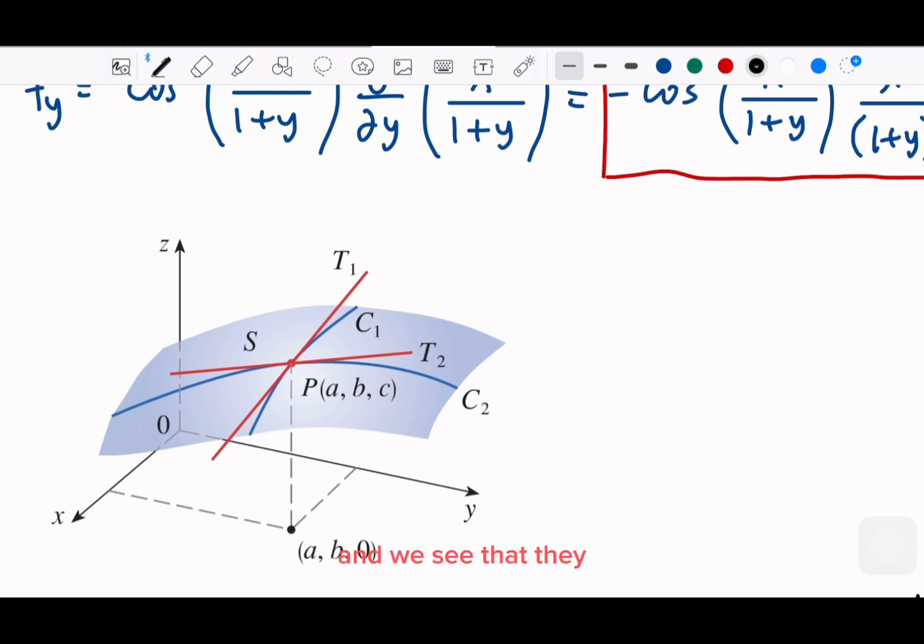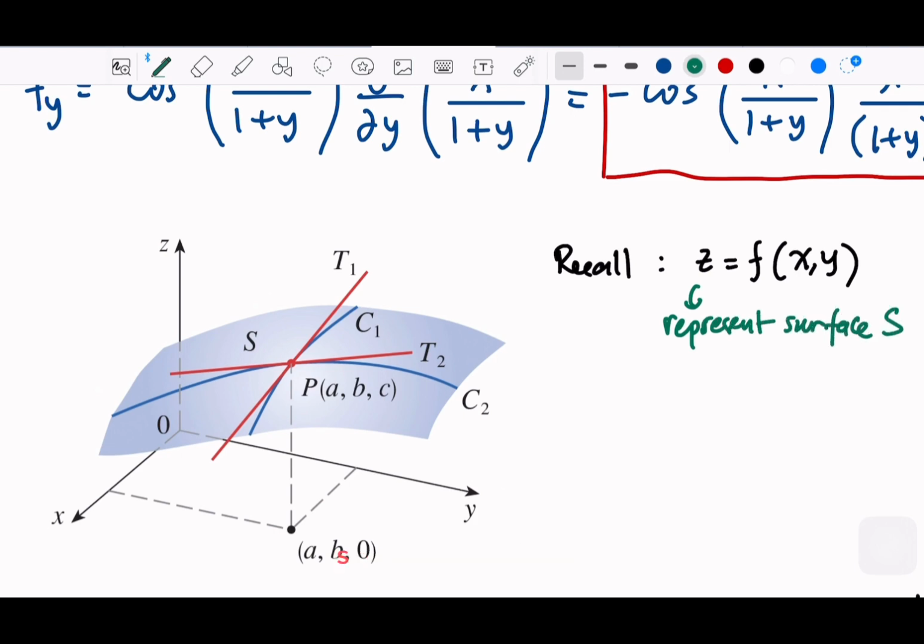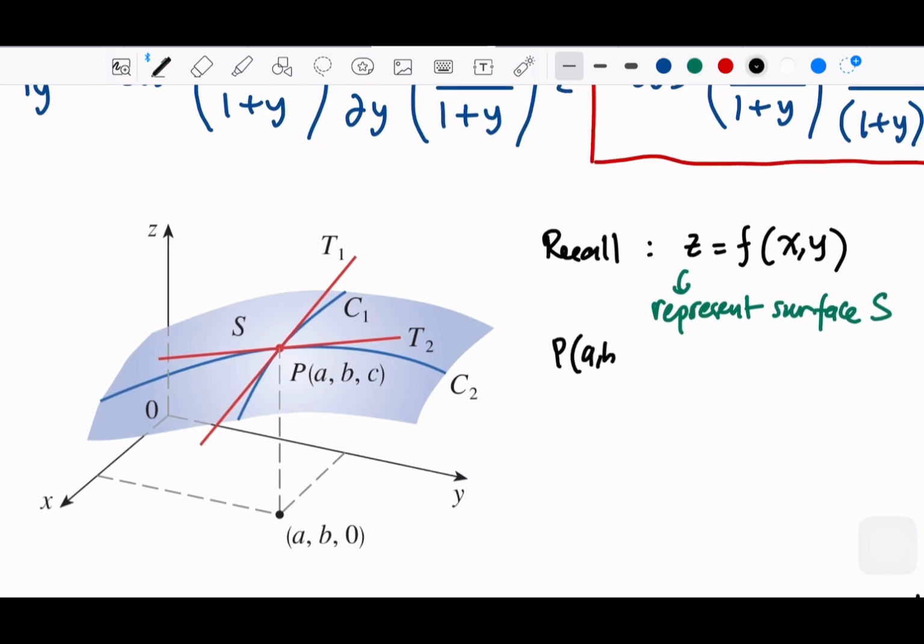We see that this surface is crossed by two curves, namely C1 and C2. Exactly at the point P, we have tangent lines, T1 and T2, aligned with C1 and C2. Recall that z is our function, and we call this a surface. So this represents the surface S, and of course the point P is on S.